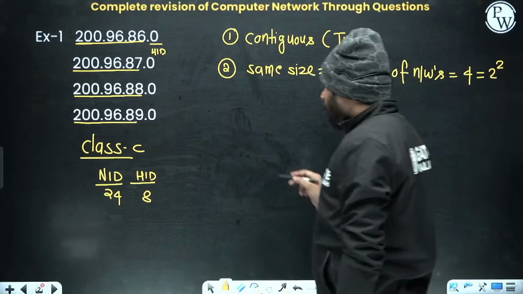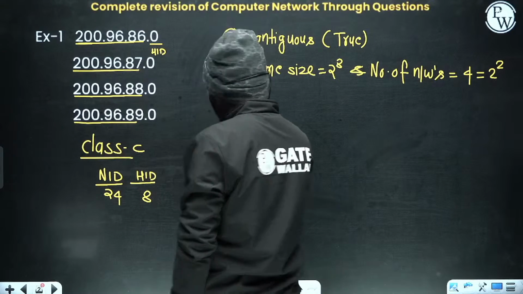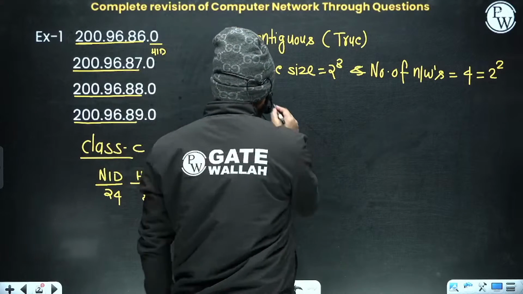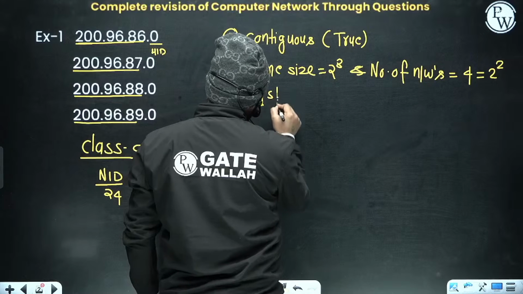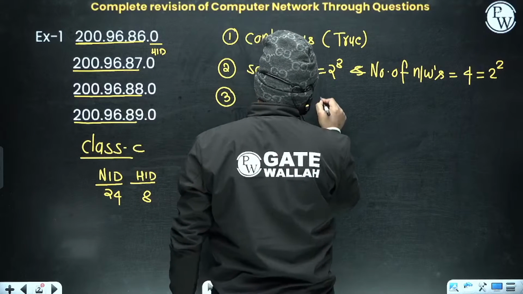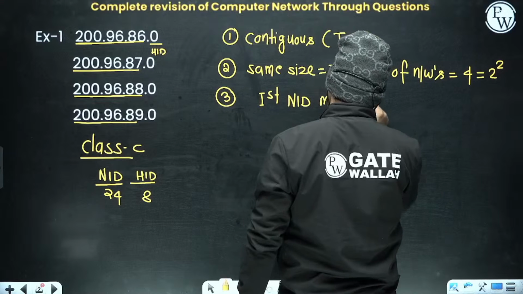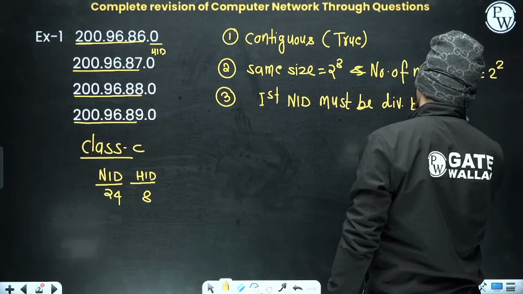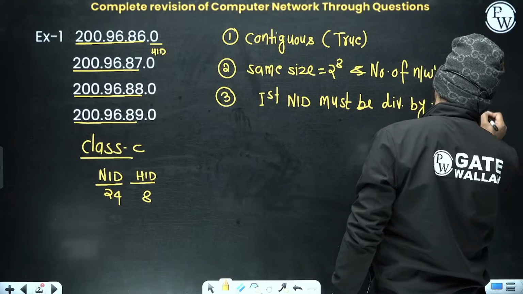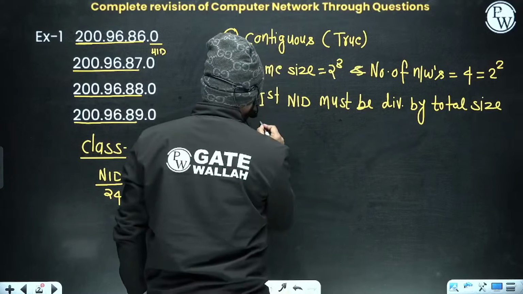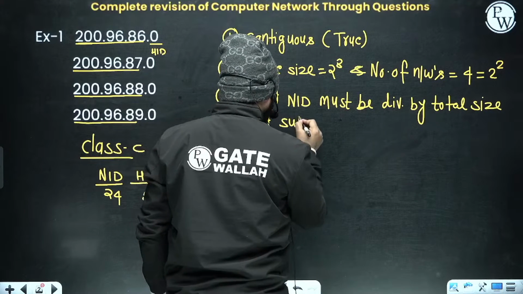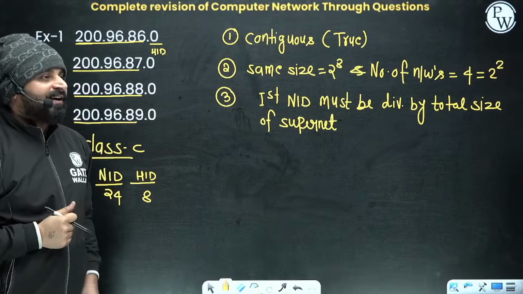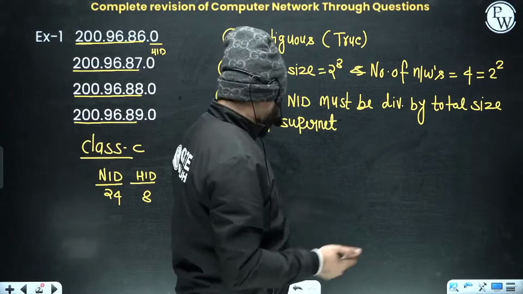What is the third rule? The first network ID must be divisible by the total size of the supernet. Anyone can tell me what is the total size of the supernet?